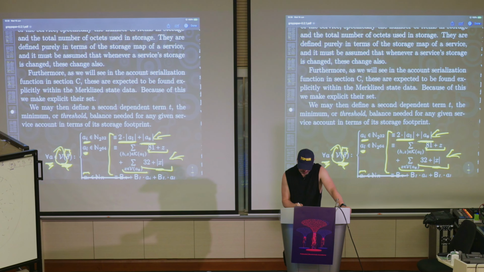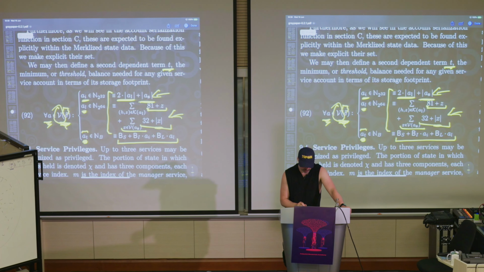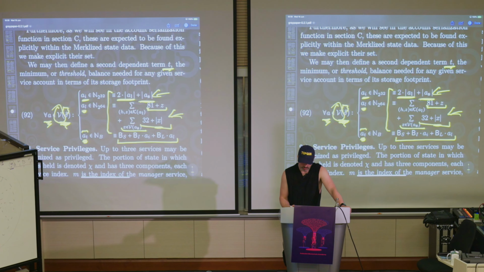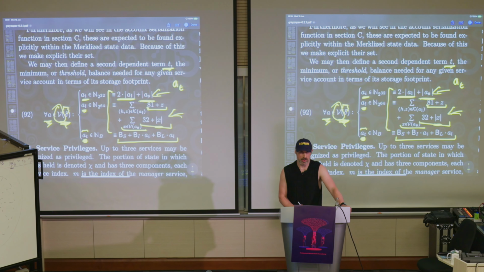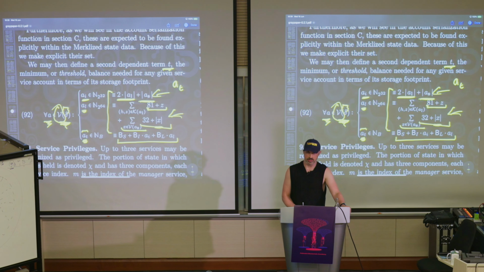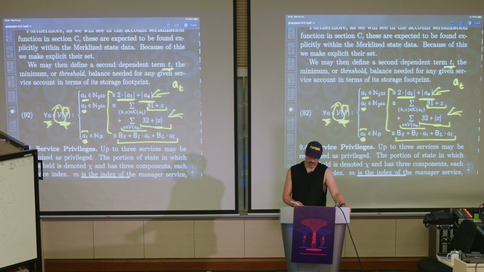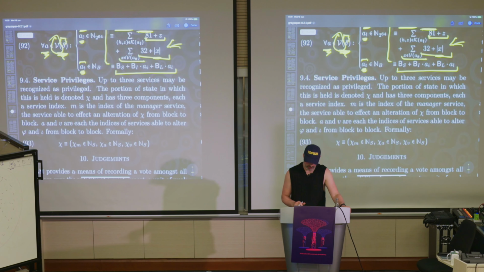So yeah, there is a second dependent term A_T, the threshold balance, and the actual balance must be greater than this. In fact, this is enforced later on when services attempt to store data or transfer balance out. So if you jump to the appendix, you'll see that this A_T is used when the balance is being reduced or the storage is being increased. But we don't actually mention it as an invariant here. We could do.